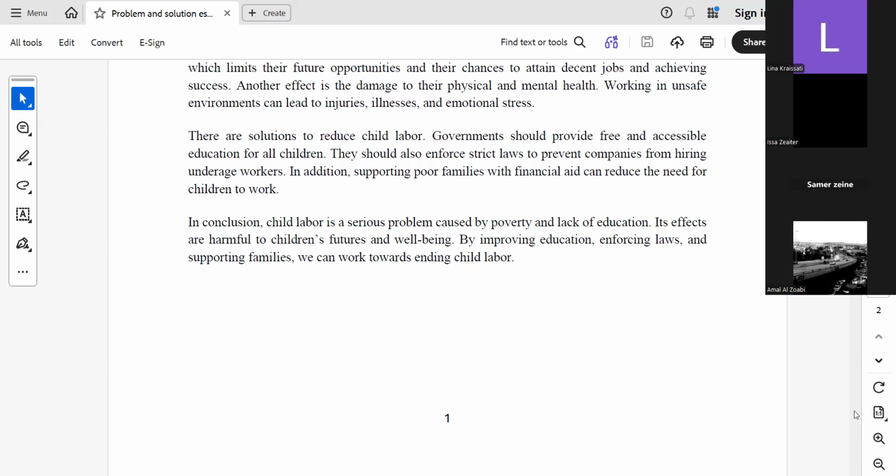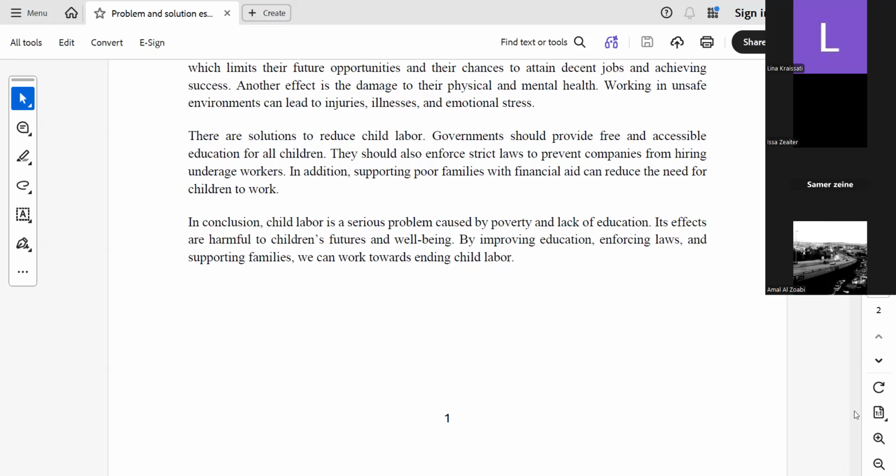Do you want me to reread the conclusion? Okay. In conclusion, child labor is a serious problem caused by poverty and lack of education. In one sentence, I summarized the problem, what it is, with its causes. Its effects are harmful to children's futures and well-being, their job opportunities and their emotional well-being. By improving education, enforcing laws, and supporting families, we can work together towards ending child labor. So I summarized everything briefly.